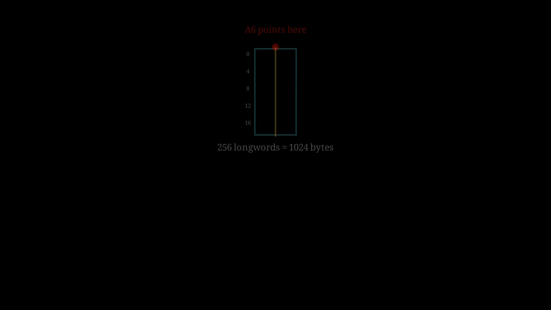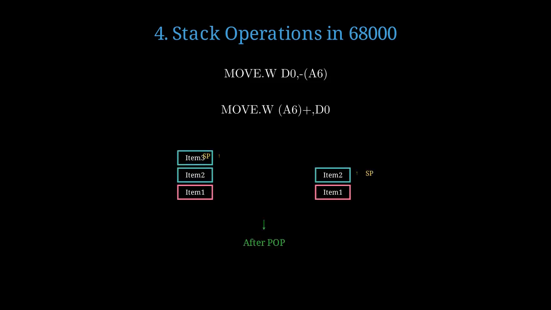The 68,000 uses addressing modes for push and pop operations. To push, we use pre-decrement mode. This decrements A6 first, then stores D0 at that location. To pop, we use post-increment mode. This loads from A6 into D0, then increments A6. When we pop an item, the stack pointer moves up to the next item, and the topmost value is retrieved.